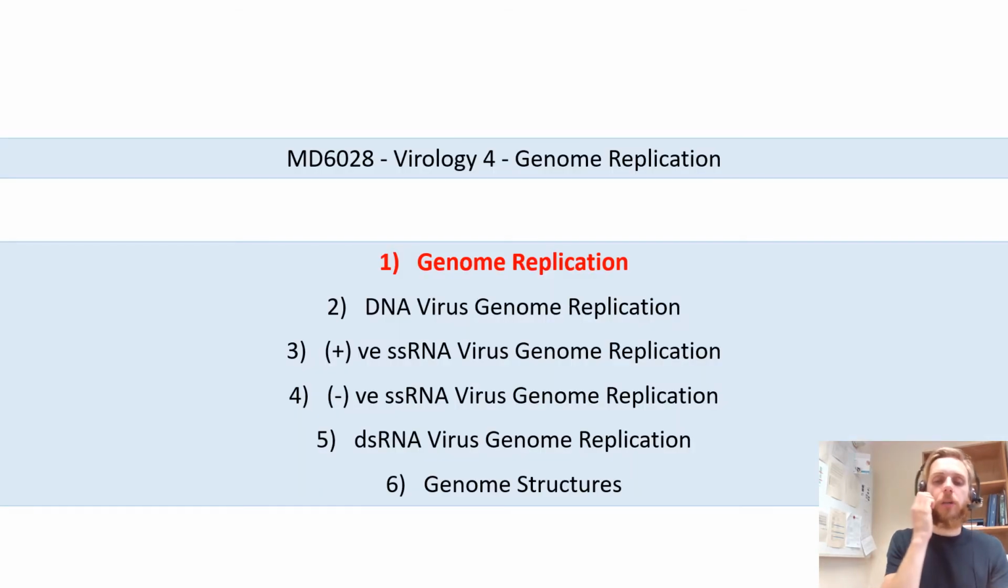Okay, so what we're going to do now is look through the individual groups of viruses. We're going to work through the Baltimore groups that we discussed in earlier lectures, and we're going to look at how members of these different groups replicate their genomes.